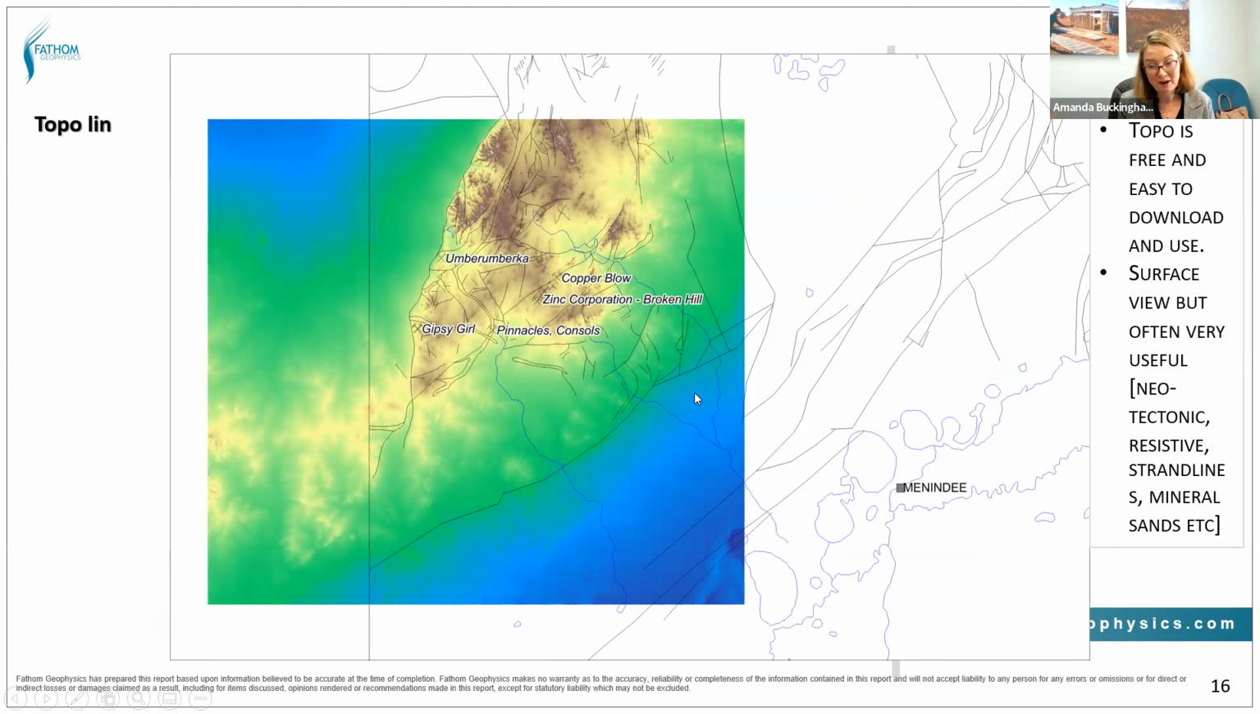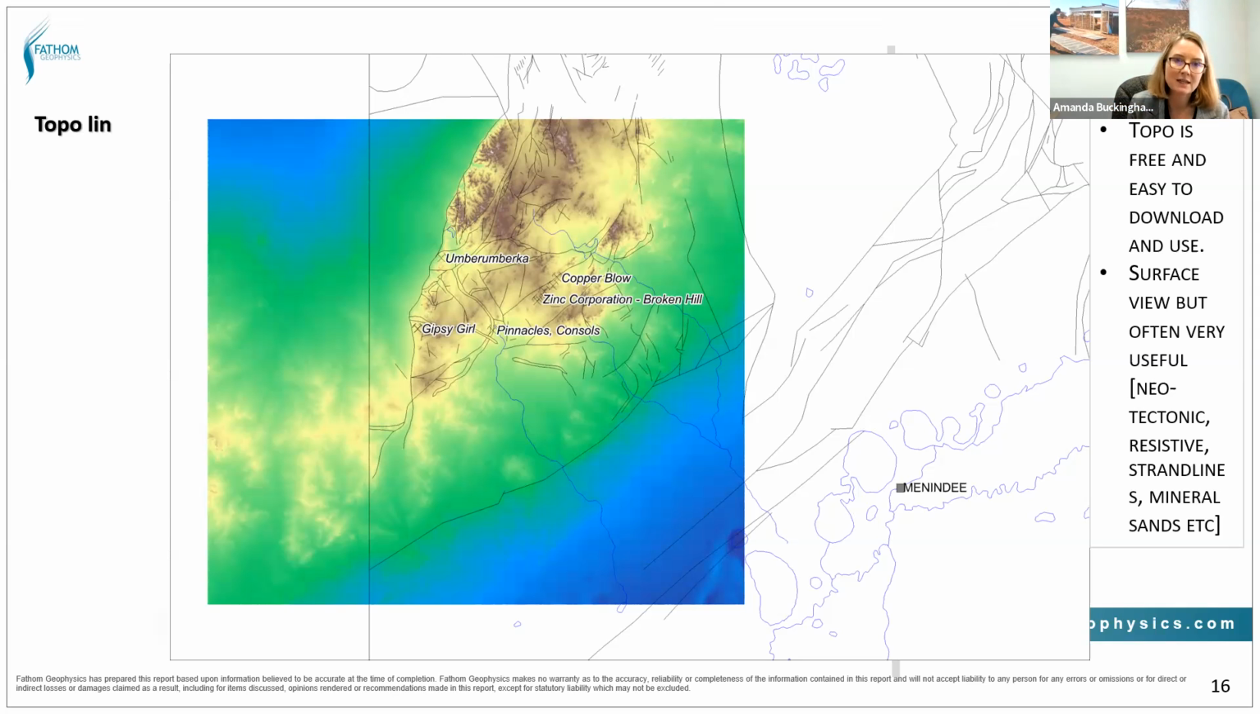Before I actually show you gravity and magnetic data, I just need to give topography data a little pitch, because topography data is often underrated. It's freely available. You can go to OpenTopo and you can download 30-meter resolution, spatial resolution topography data for basically the whole globe, except the very ends.